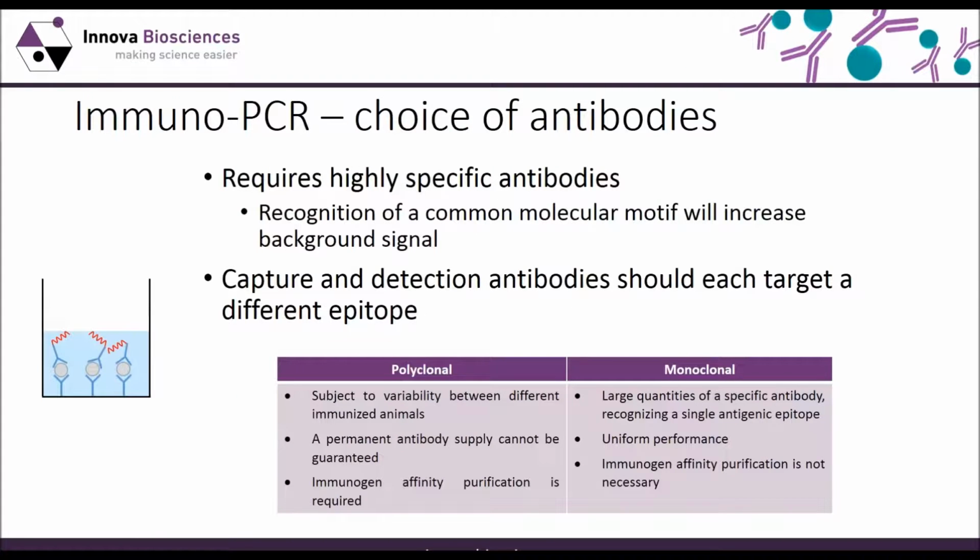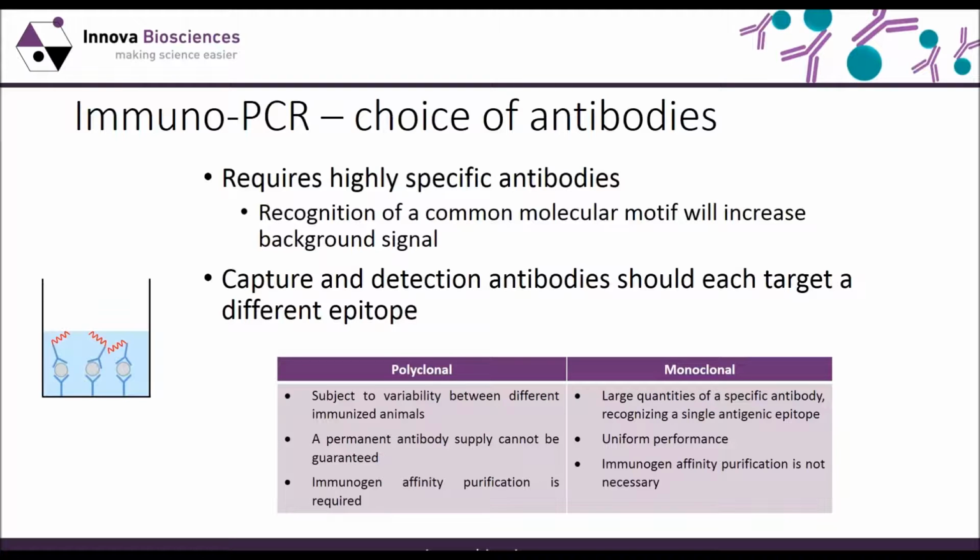The success of any immunoassay is dependent on the quality of the reagents which are employed. Immuno-PCR relies on the use of highly specific antibodies for both capture and detection of the antigen. If either of these antibodies recognises a common molecular motif, it may bind to the same epitope on multiple targets, which will significantly increase the background signal of the assay, since proteins other than the target of interest will be detected.